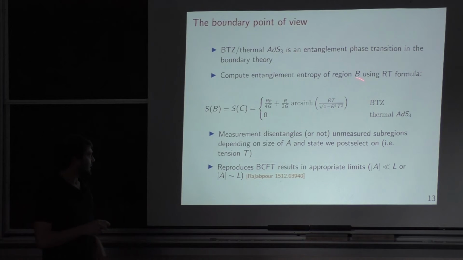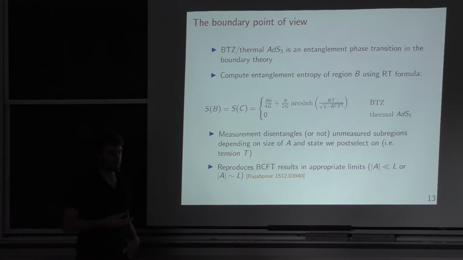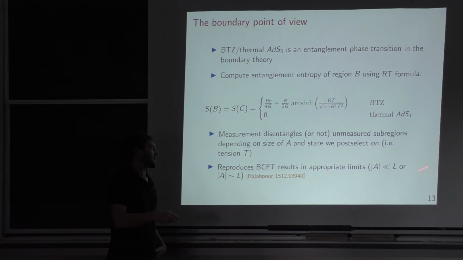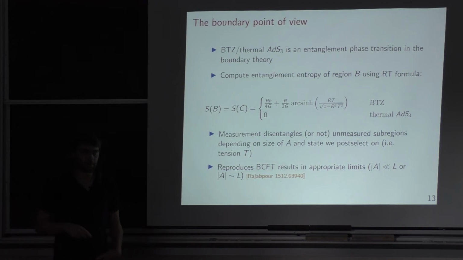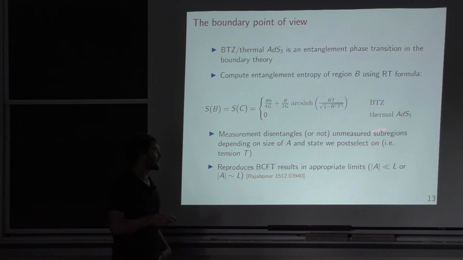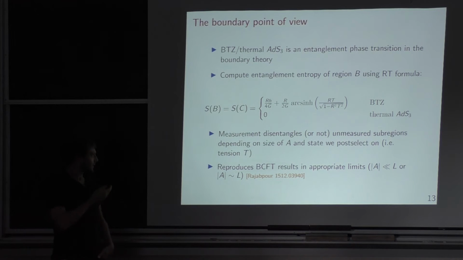Let me also mention that this result reproduces nicely a BCFT result in the same setup. Just in BCFT, Rajapur calculated the entanglement entropy of this region B using a replica trick. And he studied two limits, so the very, very small measured region limit and the very large measured region limit. And in both cases, up to a 1/n effect that we cannot capture in this thermal AdS3 phase because we don't have bulk fields, we obtain the exact same result.